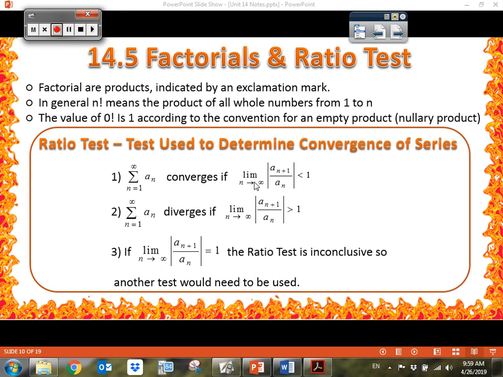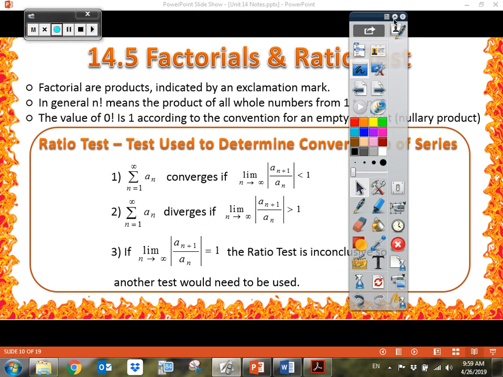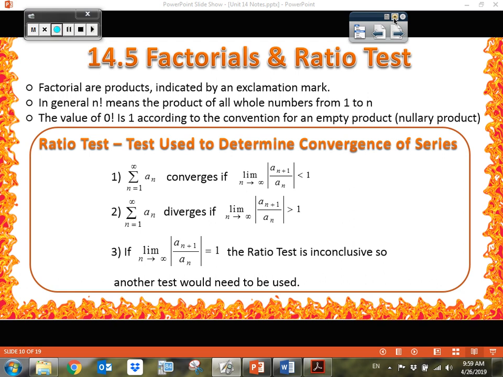Factorials are actually products and they're indicated by an exclamation mark. So for example, 5 factorial. That's a factorial, right? We've seen that before. Depending on which book you look at, it's either 5 times 4 times 3 times 2 times 1 or 1 times 2 times 3 times 4 times 5, whichever way. But it's basically 5 times 4 times 3 times 2 times 1. This is a condensed form of this product. Okay, that's what a factorial is.